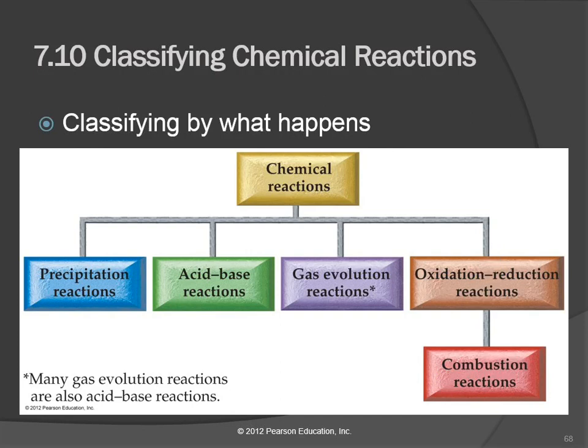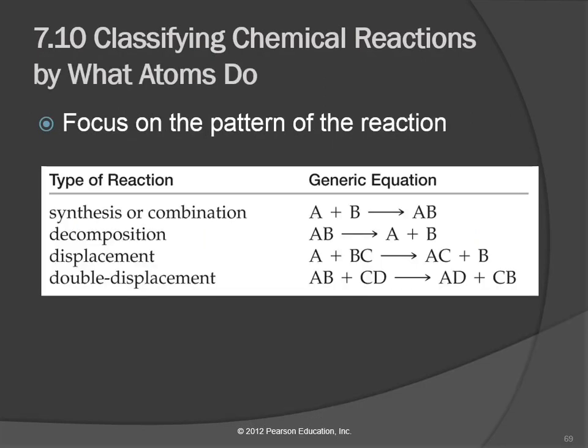So just like many things in real life could be put into more than one category, sometimes chemical reactions fit into more than one category as well. Another way to classify chemical reactions is by looking at what the atoms are doing, looking at the pattern of the reaction. And so here we're going to give slightly different names.